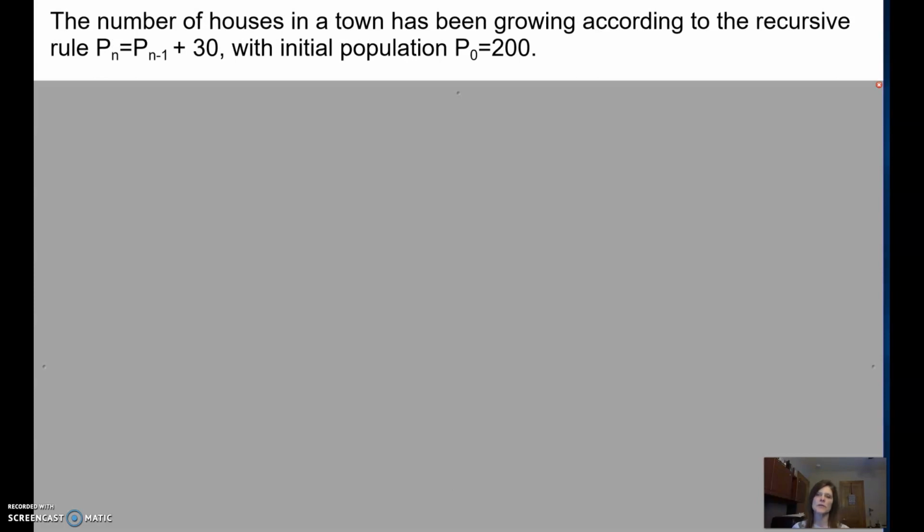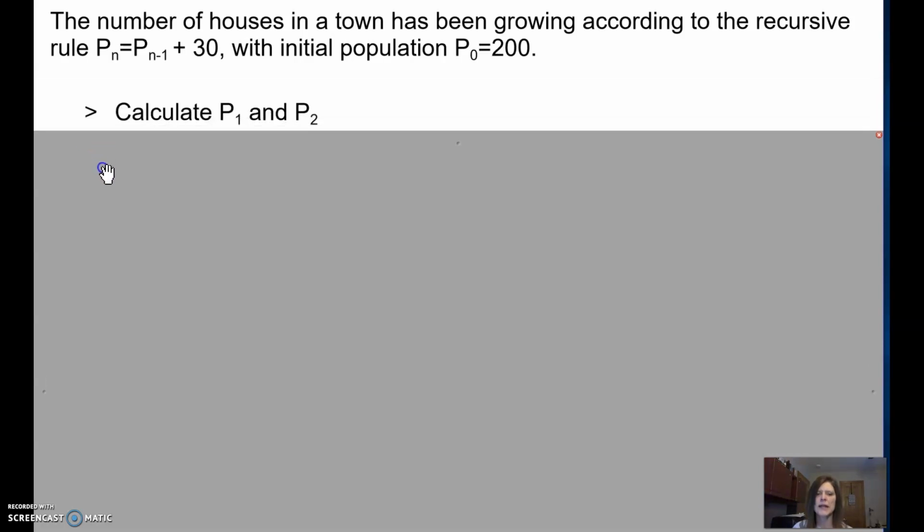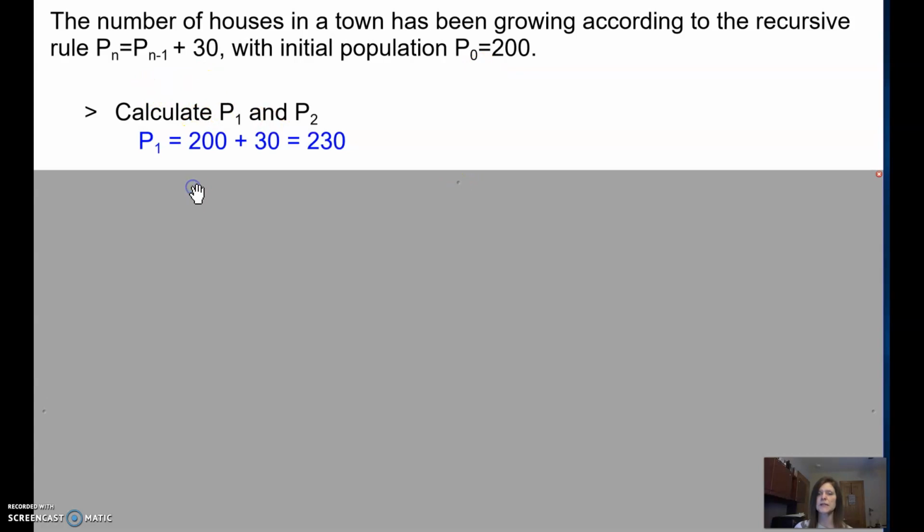Let's take a look at another one. This time they've given me the recursive formula. It says p sub n is equal to p sub n minus 1 plus 30, and we're starting with p sub 0 equals 200. You always have to know that starting point along with that recursive formula, or you won't be able to actually work them out. All right, so first thing they ask is calculate p sub 1 and p sub 2. We know where we're starting, 200, and we know the recursive formula says you add 30 to get to the next one.